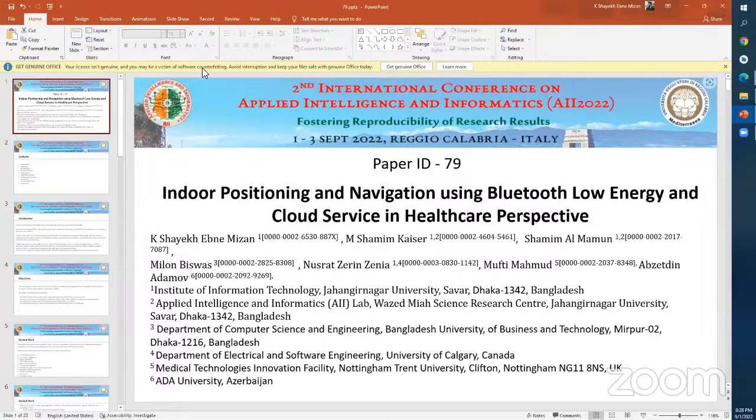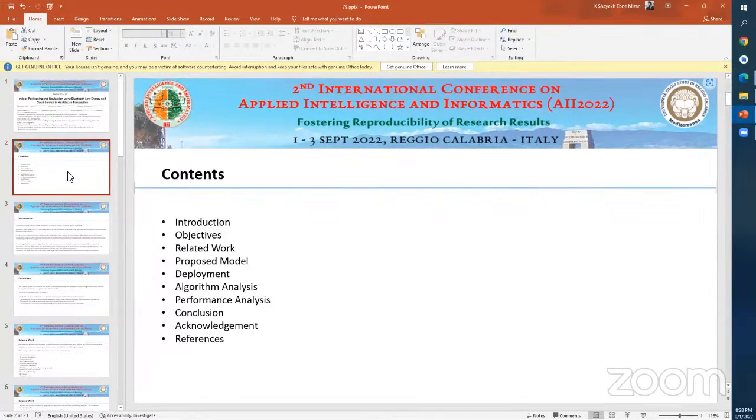My paper ID is 79, and the paper is entitled Interpositioning and Navigation using Bluetooth Low Energy and Cloud Service in Healthcare Perspective. I am Shakib Nemizan, and my co-authors are Professor Sham Kaisar, Shaimal Mamun, Milon Bishas, Nusrat Jed Engineer, Mufti Mahmoud, and Abzidin Adamov. Next, I'm moving to the main content.